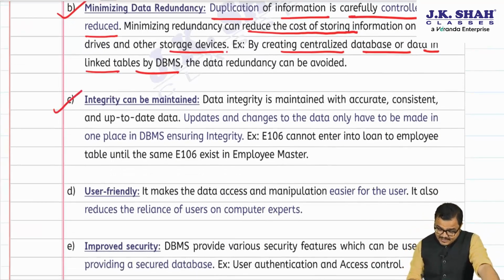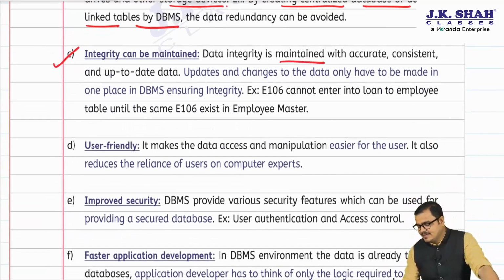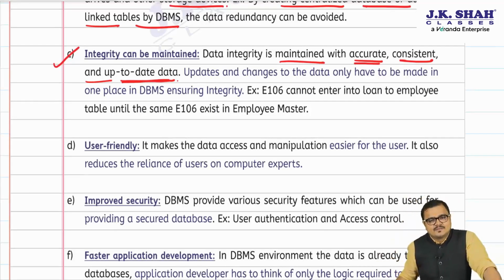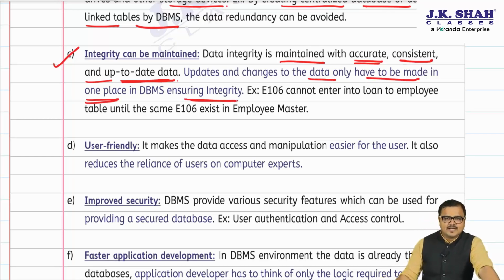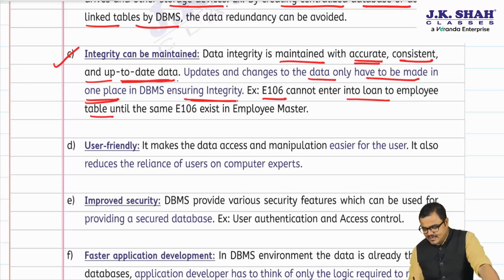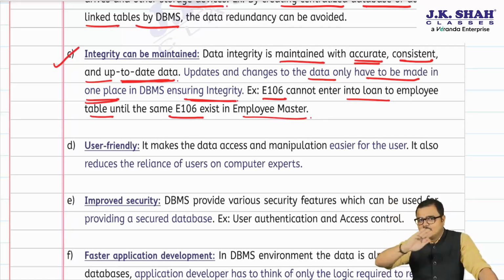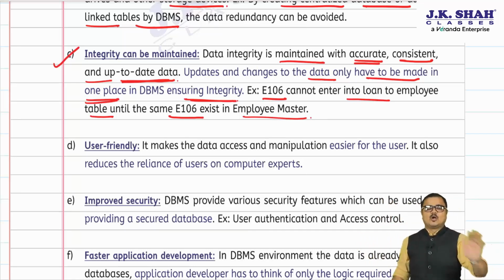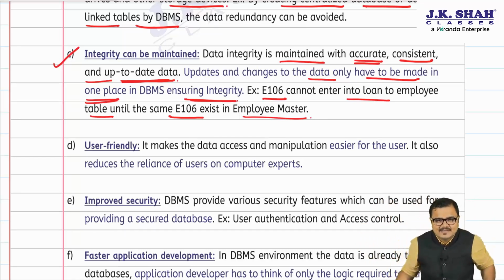Integrity can be maintained. Data integrity is maintained with what? Accurate, consistent, and completely up-to-date records. Updates and changes in the data only have to be made in one place, and in all other places it will get automatically updated. Example, E106 cannot be entered into the loan to employees table until E106 exists in the employee master. So till the time you don't have master data, you cannot record any transaction data. So wrong data entry cannot be made in DBMS.